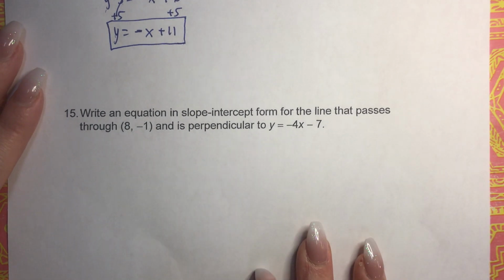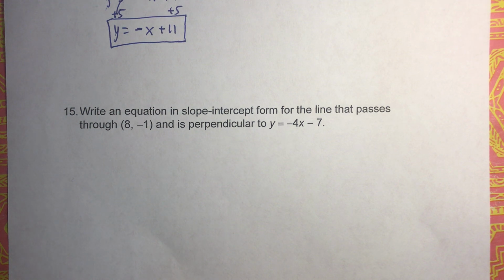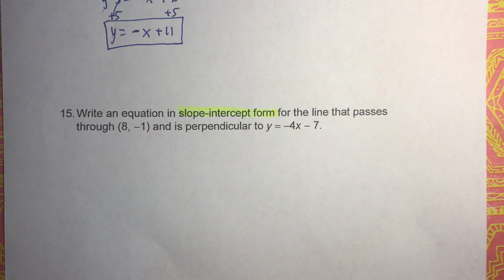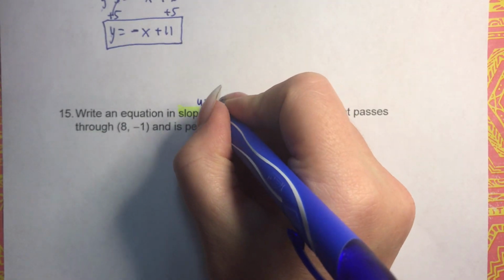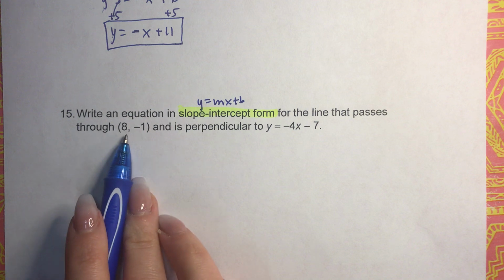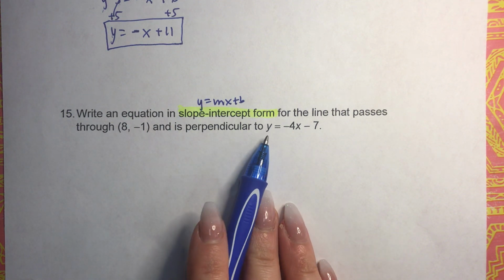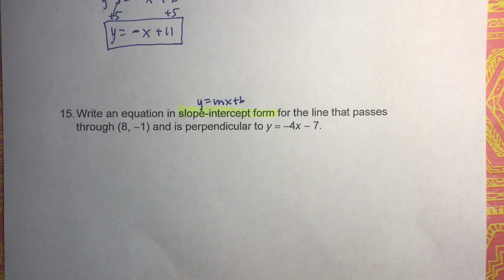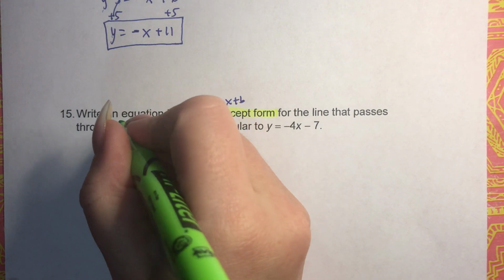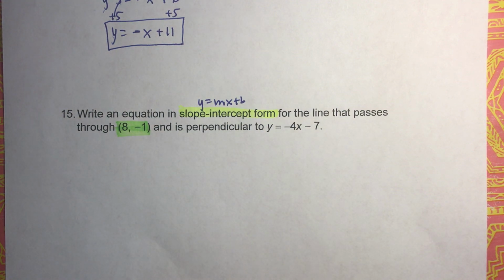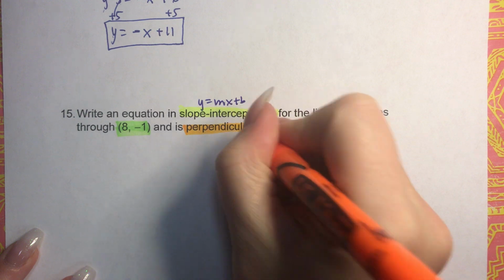We're going to write an equation in slope-intercept form, so that's what our answer needs to be in. Our answer needs to be in the form y equals mx plus b for the line that passes through the point (8, -1) and is perpendicular to y equals -4x minus 7. So it's giving us clues. The first clue is that it passes through this point. This point is on our line. And the second clue is that it's perpendicular to this line.